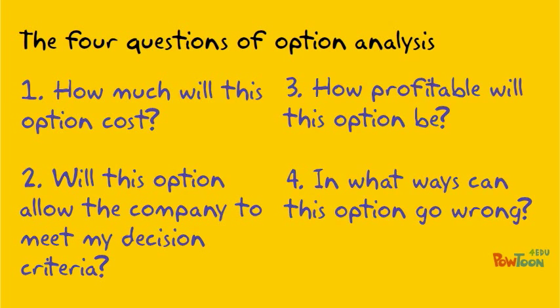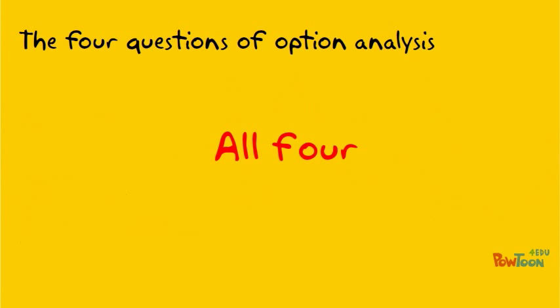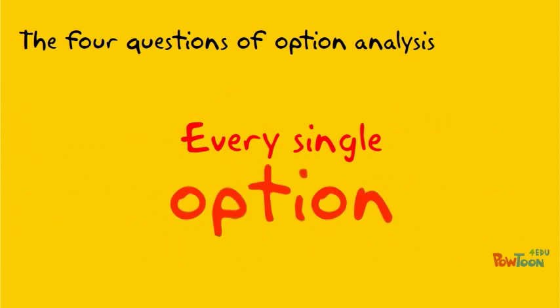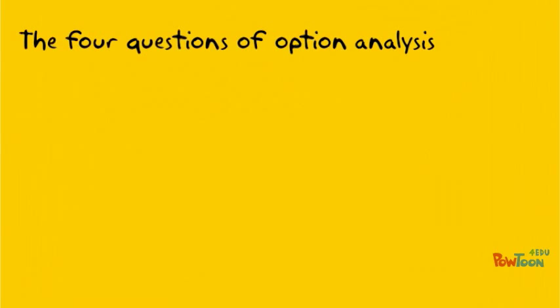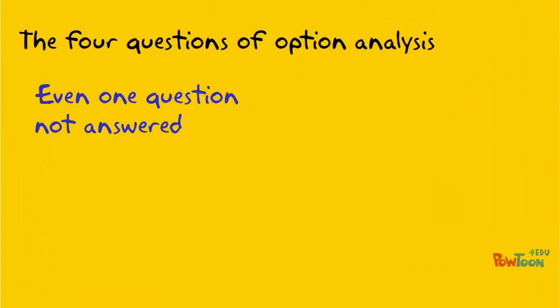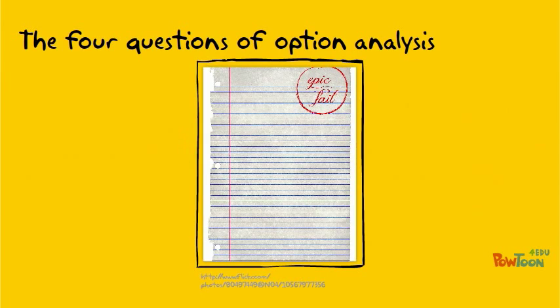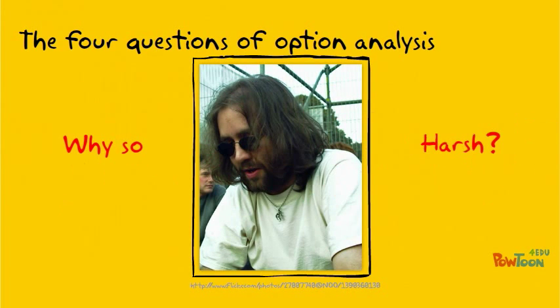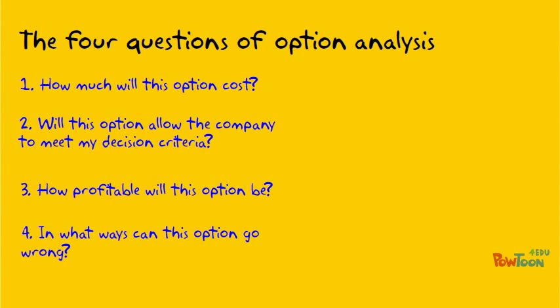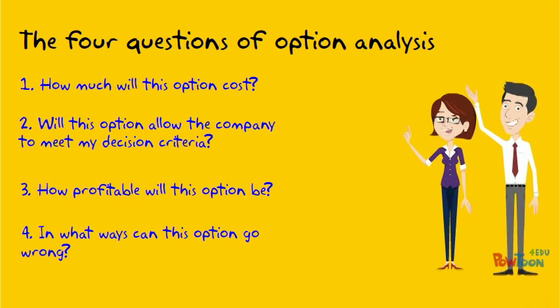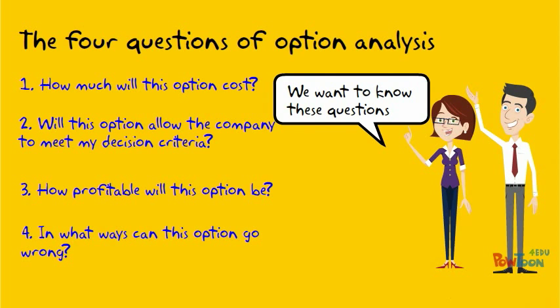You must provide a credible answer to all 4 questions for every single option that you consider. If any one of these questions is not answered for even one option, then your option analysis is incomplete and your report will fail to meet its objectives. Well, why so harsh, man? Well, remember what I just said. These 4 questions are the questions business people want to know before proceeding with any course of action. If you do not provide a credible answer to each of these questions, then the business person does not have the information they need to decide if this option is a good idea or not.